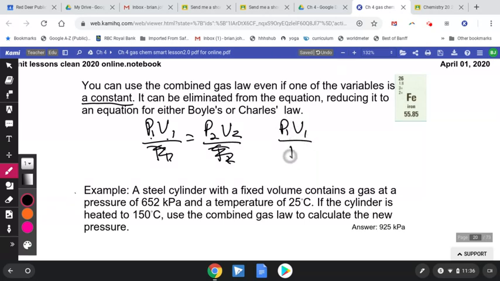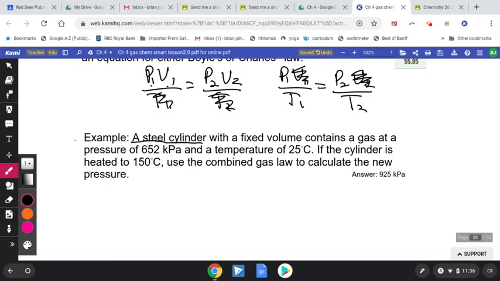Okay, what if I was going to keep the volume constant? And that's pretty typical in questions where you have a steel cylinder which can't expand or contract, like a propane tank. Its volume is constant. So if the volume is constant, it's the same on both sides, we can just cancel it out. That would be our new formula for solving for a gas when either the pressure or the temperature is changing, but the volume is constant, which is our first problem. A steel cylinder with a fixed volume. So that means we're using this equation.